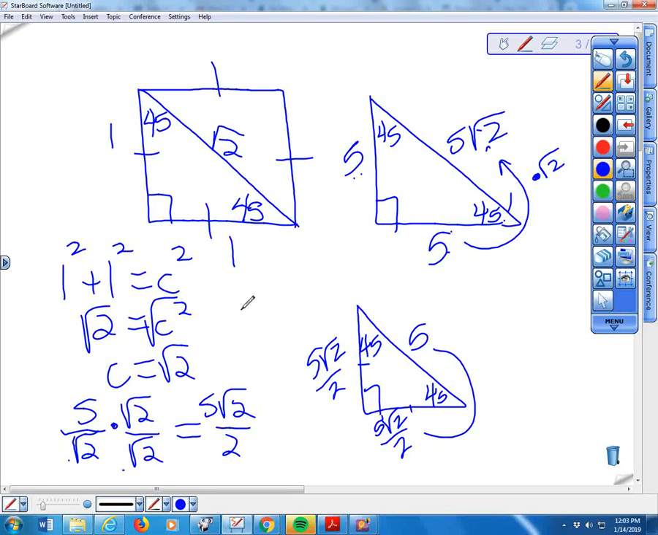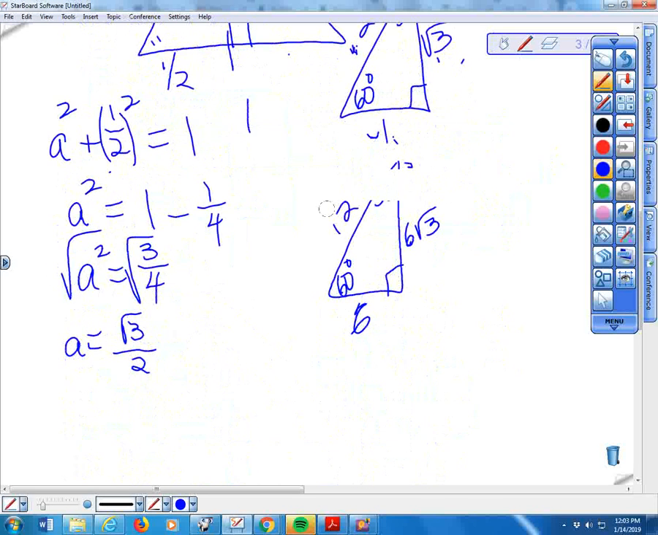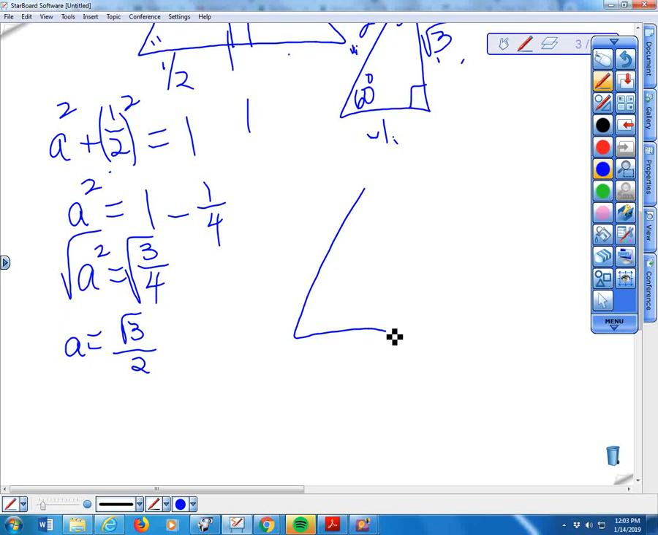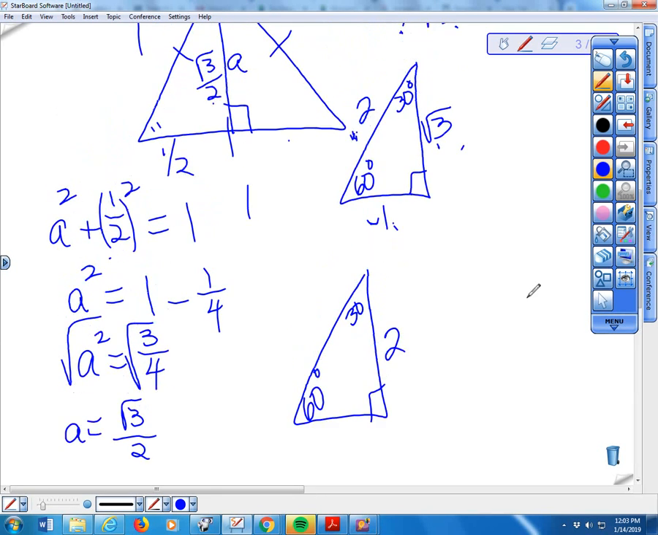Okay, so using the 30, 60, 90 real quick, let's do this. The side opposite the 60 is 2. How can I find the other two sides?